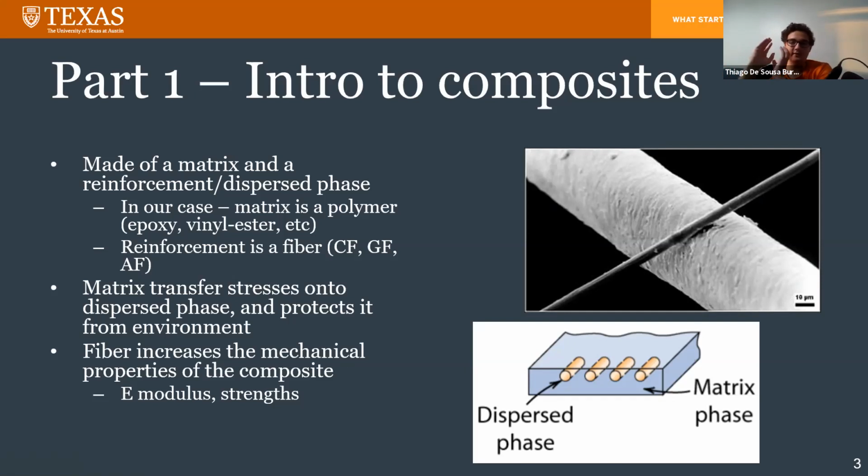So the purpose of these two in a composite is that the matrix, or the polymer, the plastic, transfers the stresses from the environment onto the fibers. It also doesn't allow the fibers to move in space.